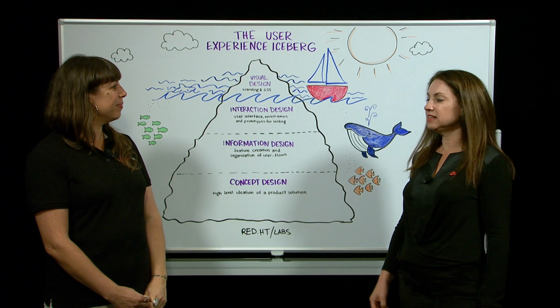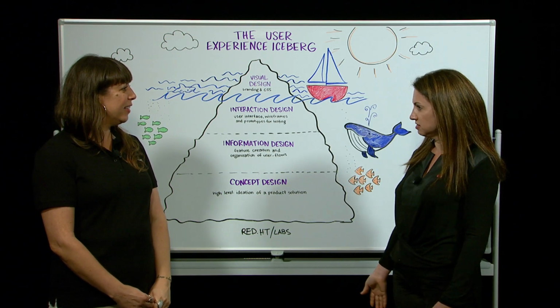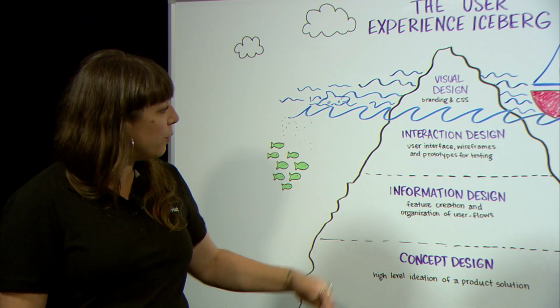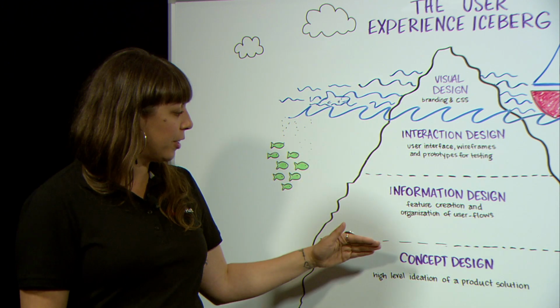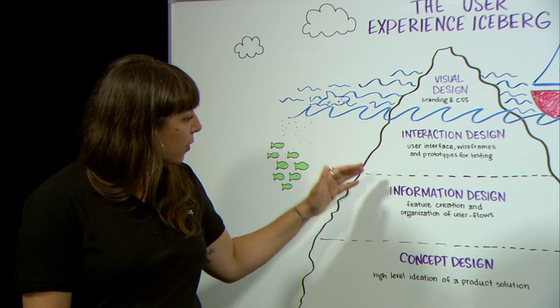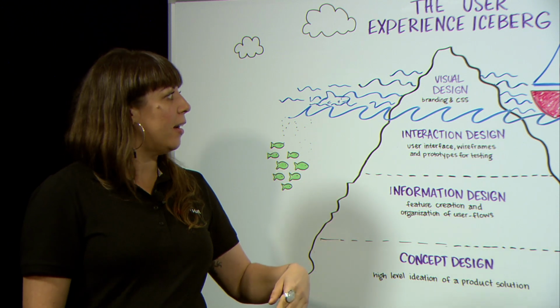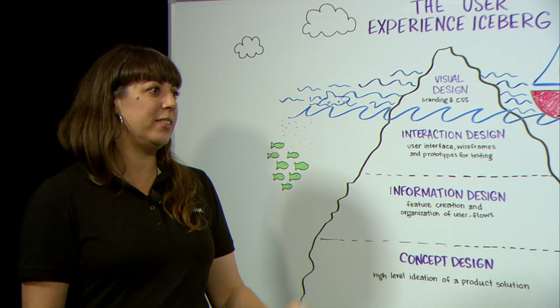Okay, and when designing a digital product, what are the most important aspects to consider? Well, that's what we've outlined here. So we have this broken up into about 4 sections. So first we think about concept design. Next we think about information design. After that is interaction design. And then finally we come to visual design.